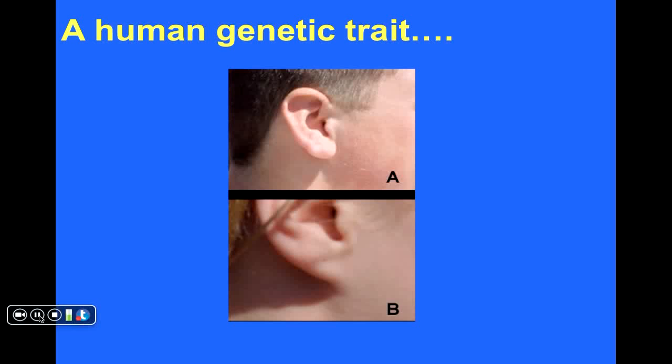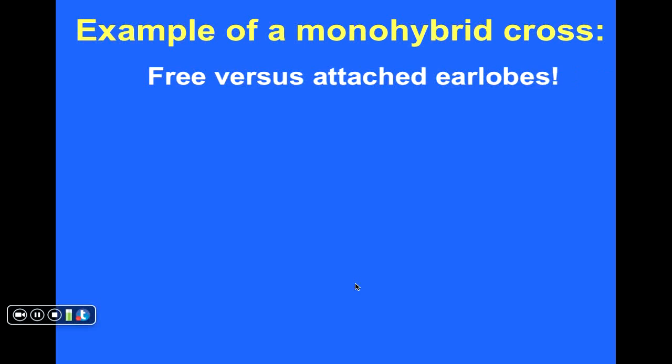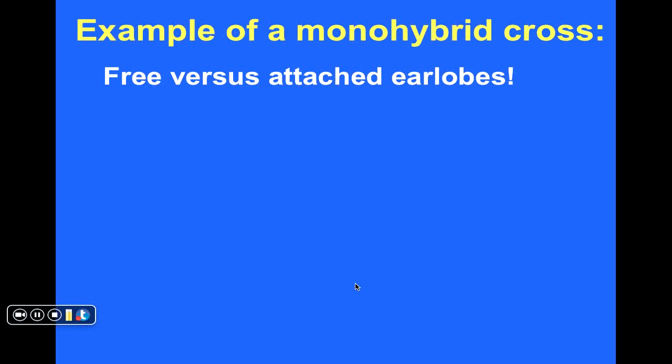So let's now go through a quick example of how we can do a genetic cross using a simple human genetic trait. For example, earlobe attachment. Toward the top here in image A, we see free earlobes. Toward the bottom in image B, we see attached earlobes. So let's use this as an example of a basic Mendelian genetic cross. If we just look at this one trait, earlobe attachment, we can call this a monohybrid cross, referring to the fact that we're just keeping track of one trait.